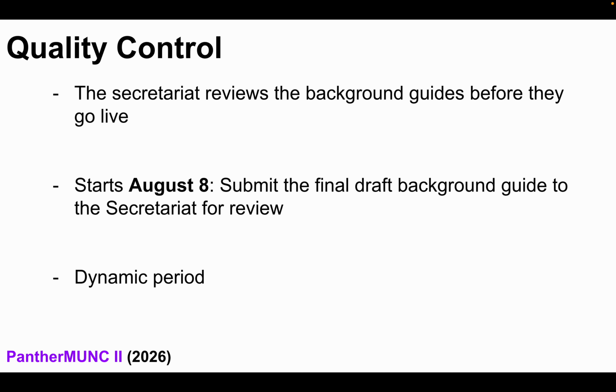By August 8th, you should be done with your background guide, or at least a final draft. And you're going to submit it to the Secretariat: our Secretary of General Assemblies, or the Secretary of Crisis if you're in a crisis, or me, it depends. We'll read it and go through it and say, oh, we like this, we don't like this. And then we approve it or deny it depending on how many points that paper earned. If you don't meet the minimum number of points, then the paper is denied.